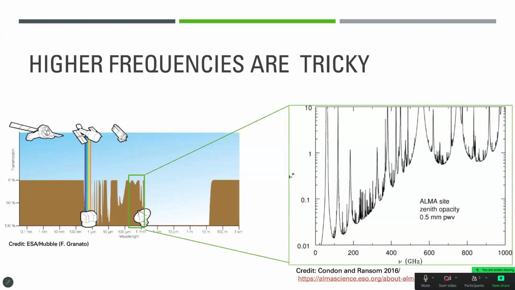This is a cartoon, but what it really looks like is something like this. If this number is really big, is infinite, everything that comes into the atmosphere is absorbed, and it lets everything through if it's at zero, basically. So the Event Horizon Telescope was observing over here.